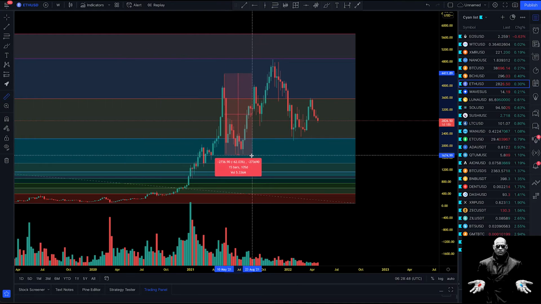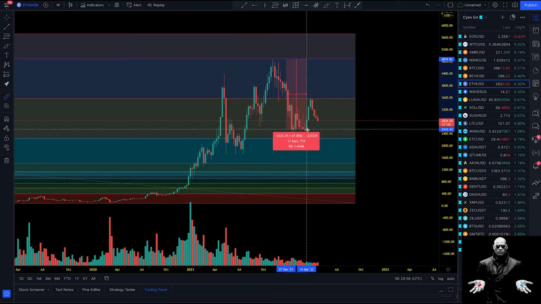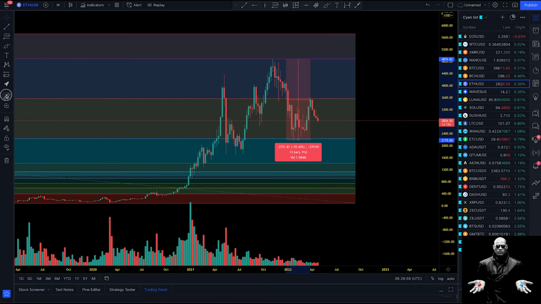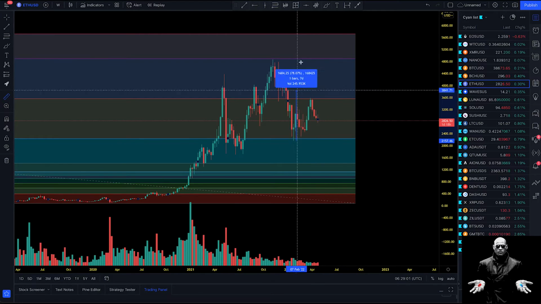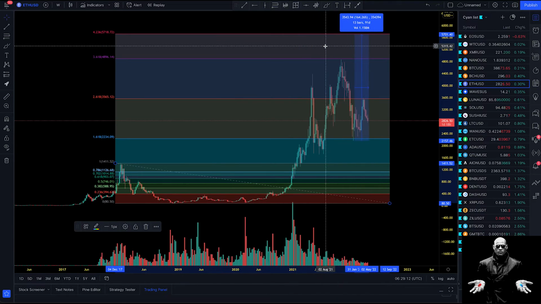After that it fell how many percent? It fell 62%. It had another pump. The pump was how many percent? 196%. Let's even say 200%. Then again, it fell another 55%. Even if we have another pump from the bottom that we just had in March 2022 when Russia was invading Ukraine, that will just be another 164% pump. So you can see from a percentage standpoint, Ethereum's bull run is probably over.